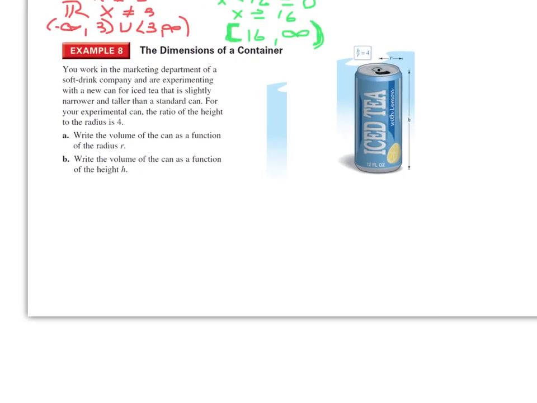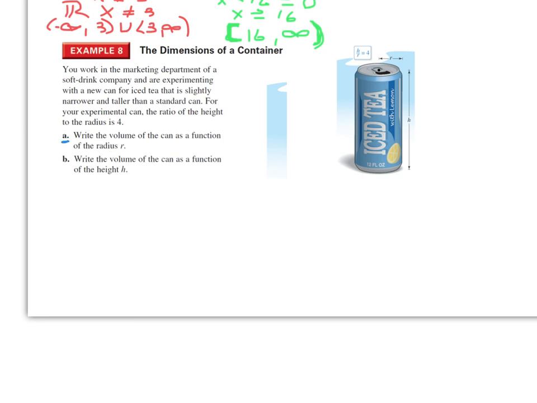You work in a marketing department of a soft drink company and are experimenting with a new can for iced tea that is slightly narrower and taller than a standard can. For your experimental can, the ratio of the height to the radius is 4. Write the volume of the can as a function of the radius.